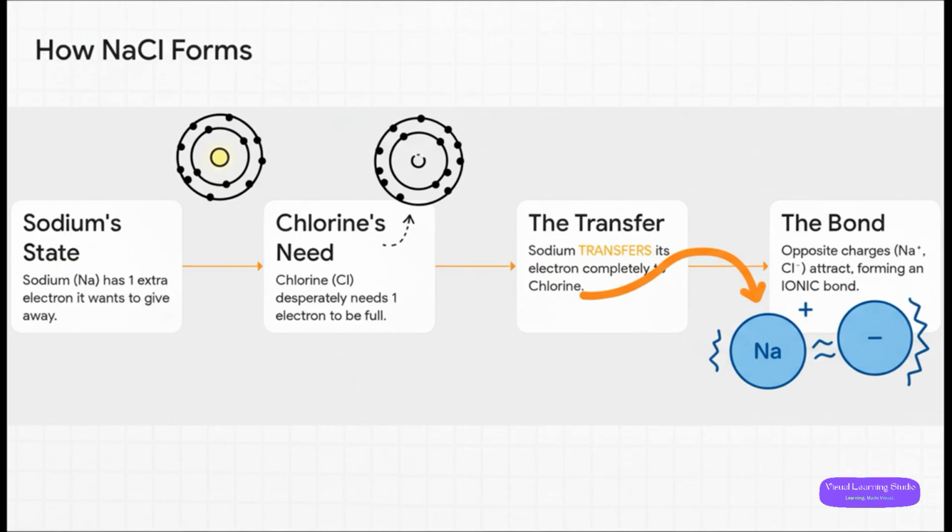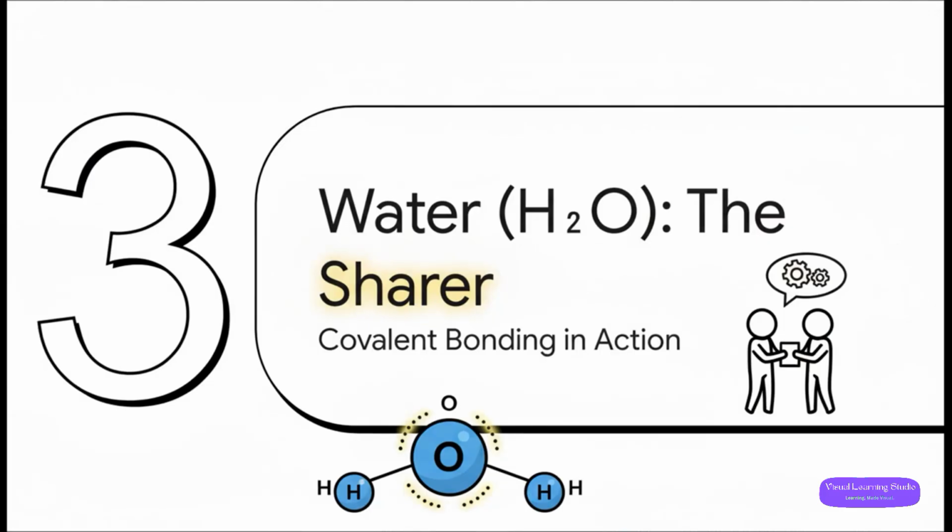Sodium completely gives its electron to chlorine. Now sodium is a positive ion, chlorine is a negative ion, and that opposite attraction makes them snap together. That's your ionic bond. Now let's look at our sharer example in action.